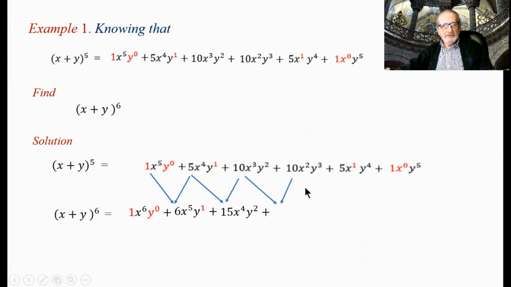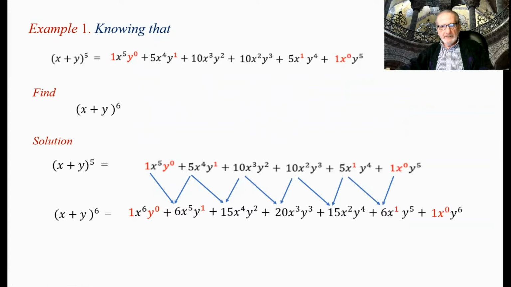And then again now, 10 plus 10 is 20, x cubed, y cubed. 15, x squared, y to the power 4. 6, x to the power 1, y to the power 5. 1, x to the power 0, y to the power 6. Now, at this point here, if I am asked to find x plus y to the power 7, I can. But if I want to find x plus y to the power 9, I can't, because I need the one before it in order to apply this formula.